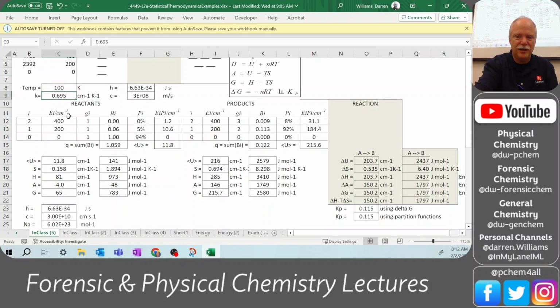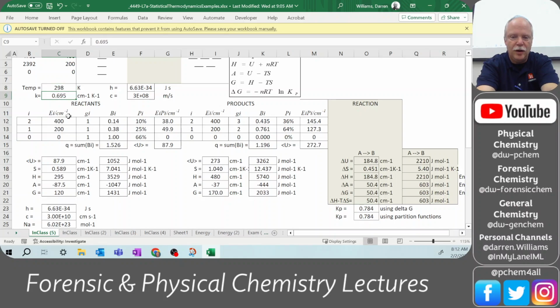Okay, so our Gibbs energy has dropped. What was it before? It was 182. Now it's 150. So it's getting a little more spontaneous. Our equilibrium constant is 0.15. It was 0.001. Okay, let's go to 298, room temperature. Our Gibbs energy is still positive, so it's not spontaneous as written. It's 50, but we have 0.78, so it's still reactants favored.